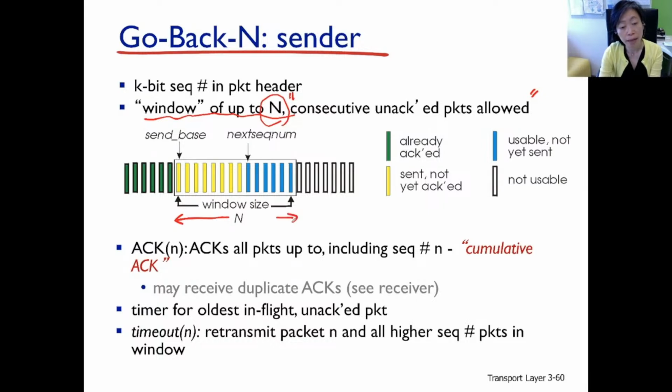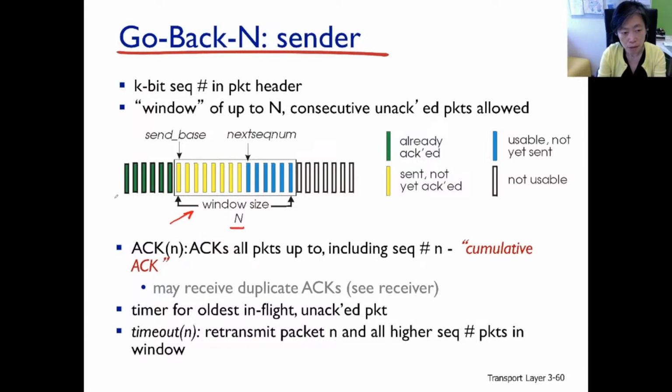From the first packet in flight to the last packet in flight, the max range is N. So at any given point in time, we allow only up to N packets in transit, not yet acknowledged. And so you see here, this is also called the sending window, and N here is the sending window size.